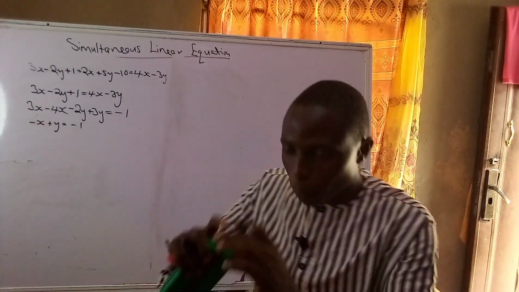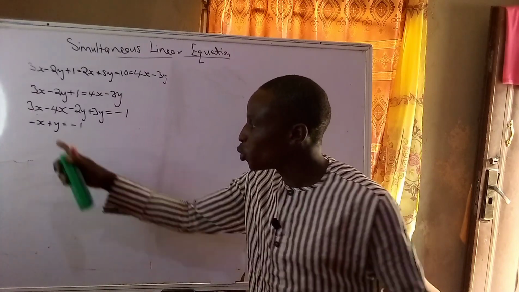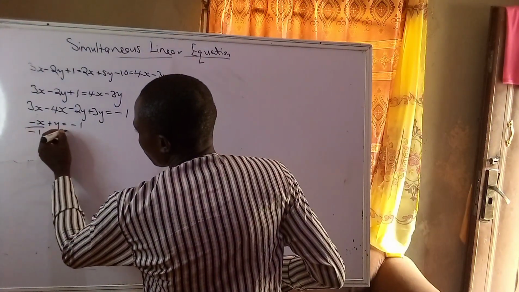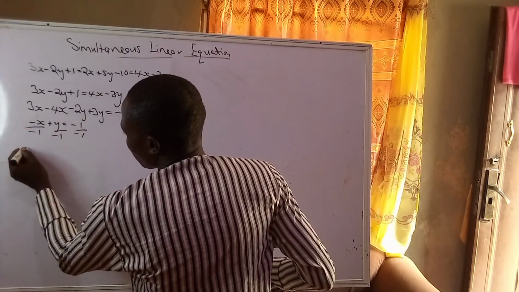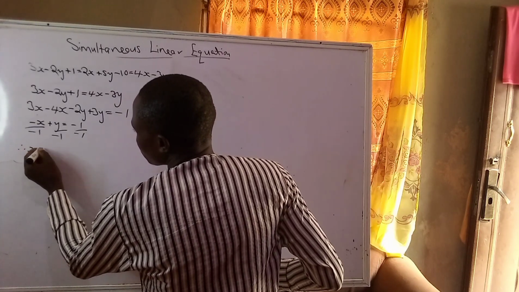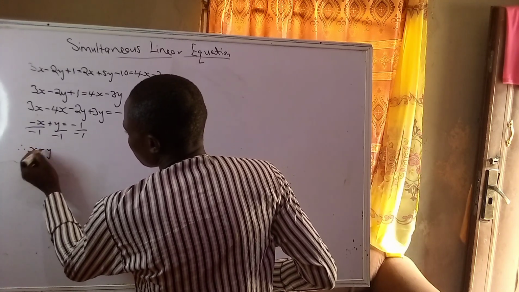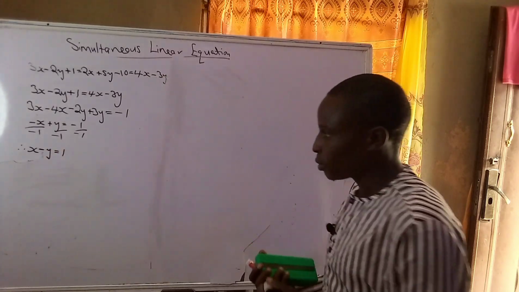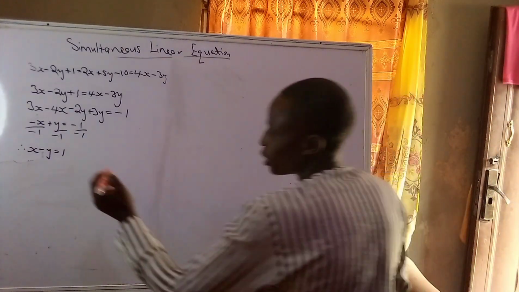So I want to clear this negative sign. This minus x as the first term in this equation, I want it to be positive. What I will do is to divide all through by minus 1, so that this negative will cancel out. Therefore I will have x minus y is equal to 1, and this is my original first equation.